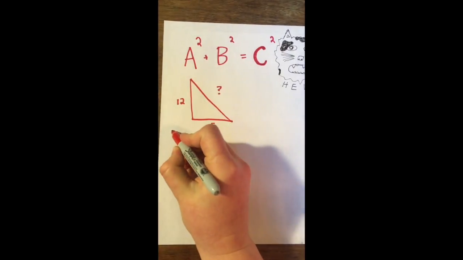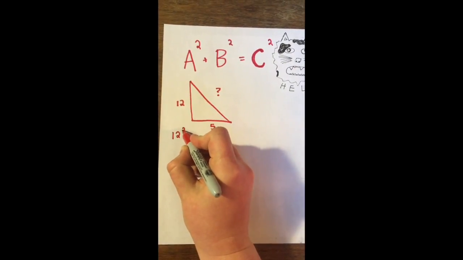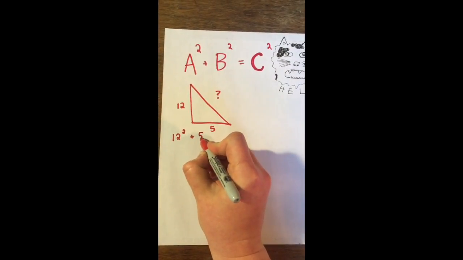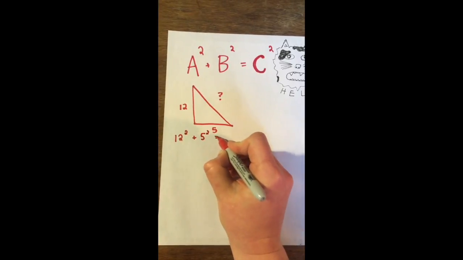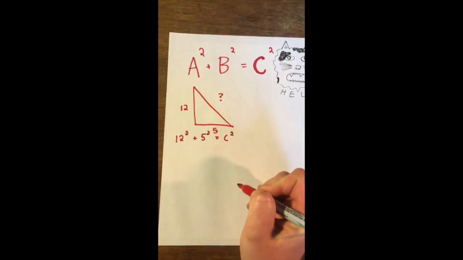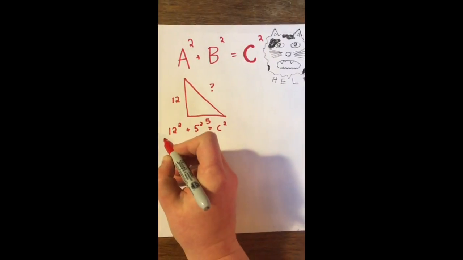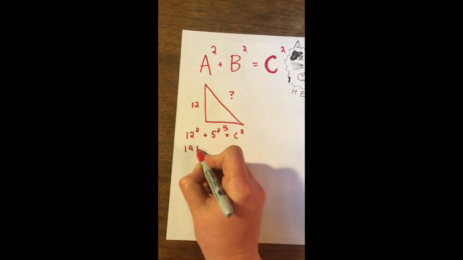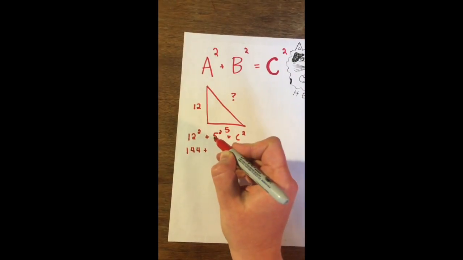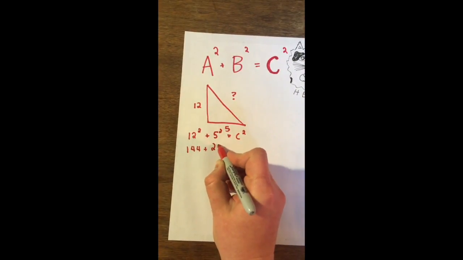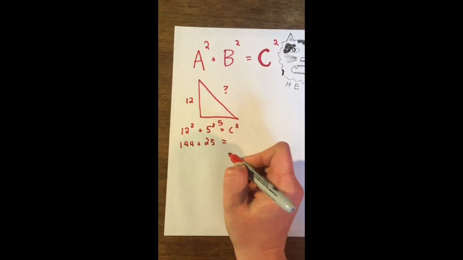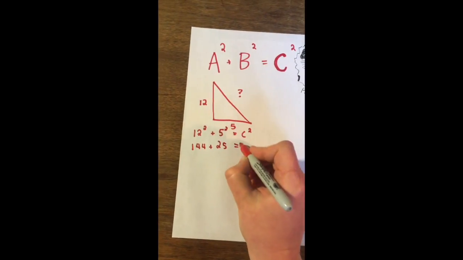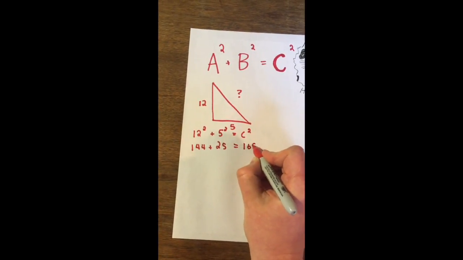So, 12 squared plus 5 squared equals C squared. Or 12 times 12 is 144 plus 5 times 5 is 25 equals, add those together and you get 169.